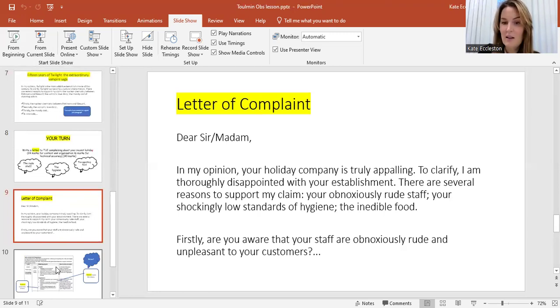Firstly, this paragraph here will be all about your obnoxiously rude staff. Your next paragraph will be about the low standards of hygiene. And the final paragraph for this section will be the inedible food. We always work on a 5-paragraph basis, so your final paragraph will be your conclusion.